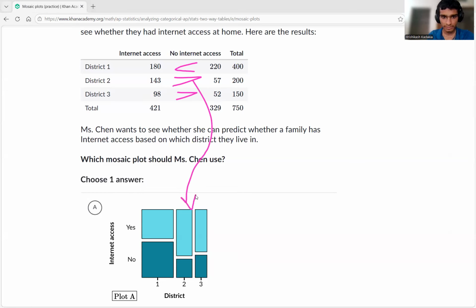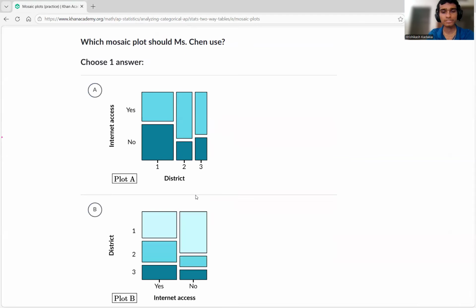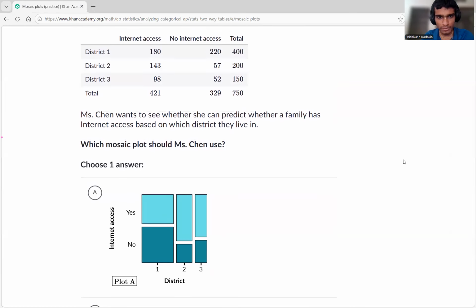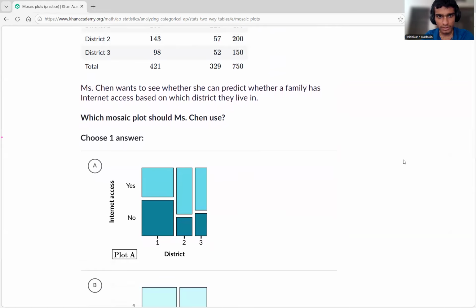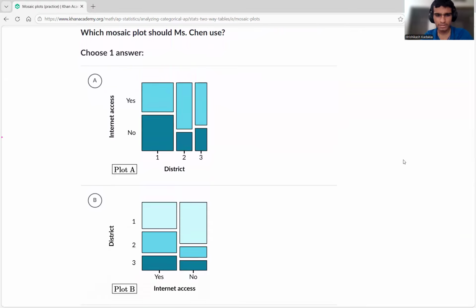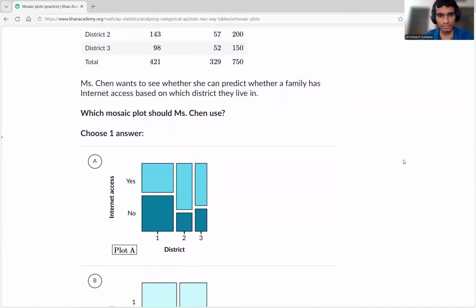If you see here, this part is bigger than this, and this part is bigger than this. So yeah, A does seem like a correct option. There's nothing violating A here. Maybe there could be something in B, so let's still check that. For B, District 1, no is more. Then District 2, 143, this is yes. That also seems right, yeah.